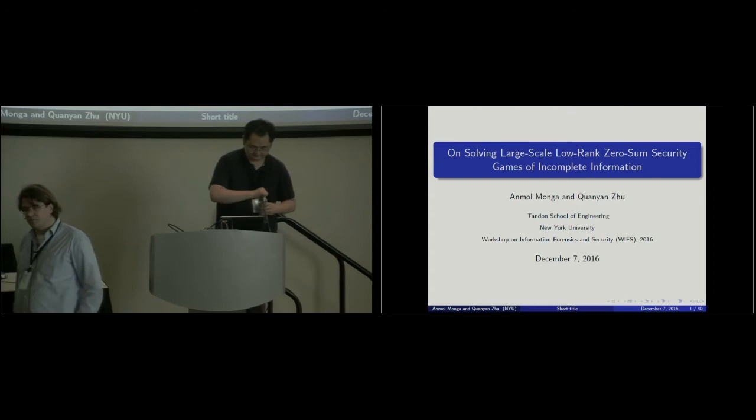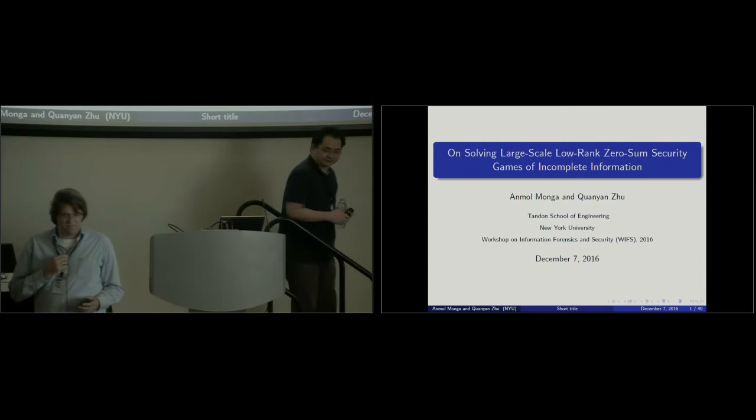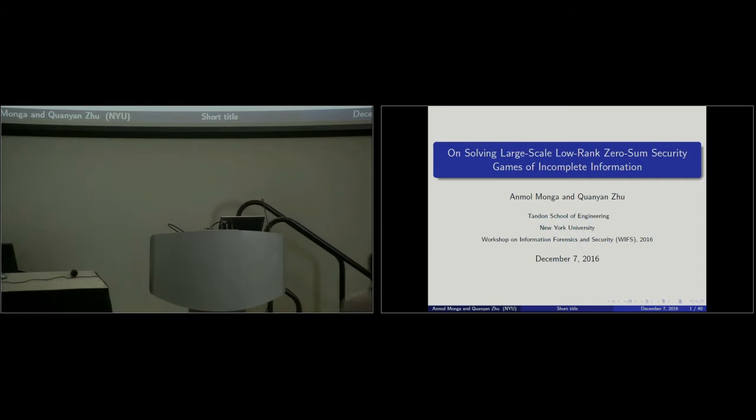Let's thank the speaker again. Second talk, and third, from Tuanlian Zhu from New York University, on solving large-scale, low-rank, zero-sum security games of incomplete information. So the floor is yours.